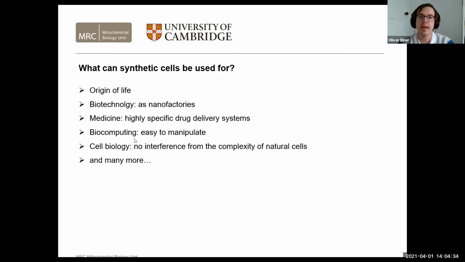They can even be applied in biocomputing because they are very easy to manipulate, and even in cell biology to learn something about natural cells. Because when you can mimic the behavior of a natural cell in a minimal manner in a synthetic cell, you will learn a whole lot about natural cells as well. And this research field just started in the last 10 to 20 years, and there will be many more applications when we make more progress.